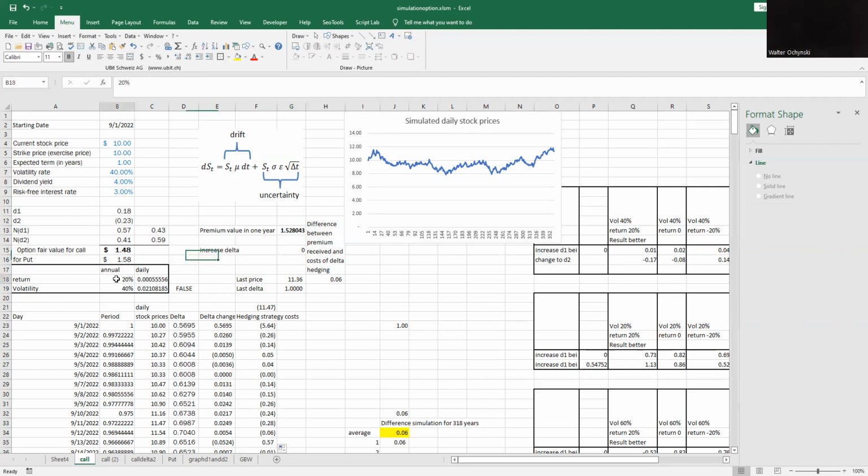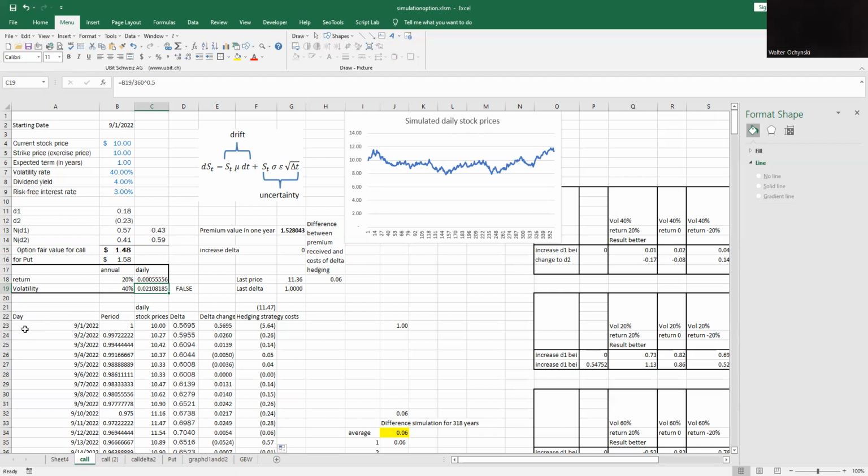To create our model, we need the assumption about the return and volatility. These are the annual numbers. Since we want to simulate daily prices, we have to calculate daily return and daily volatility.